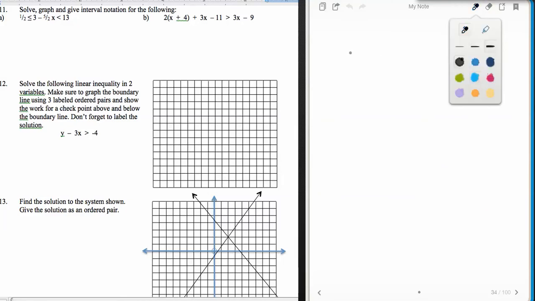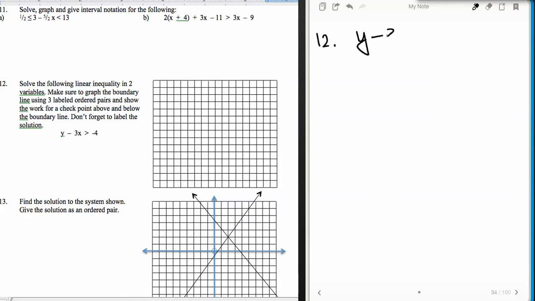Number 12, we have a linear inequality in two variables. A linear inequality in two variables is very different than a linear inequality in one variable. It is going to be solved just like a linear equation. We're going to put it in slope-intercept form. So y is greater than positive 3x minus 4.